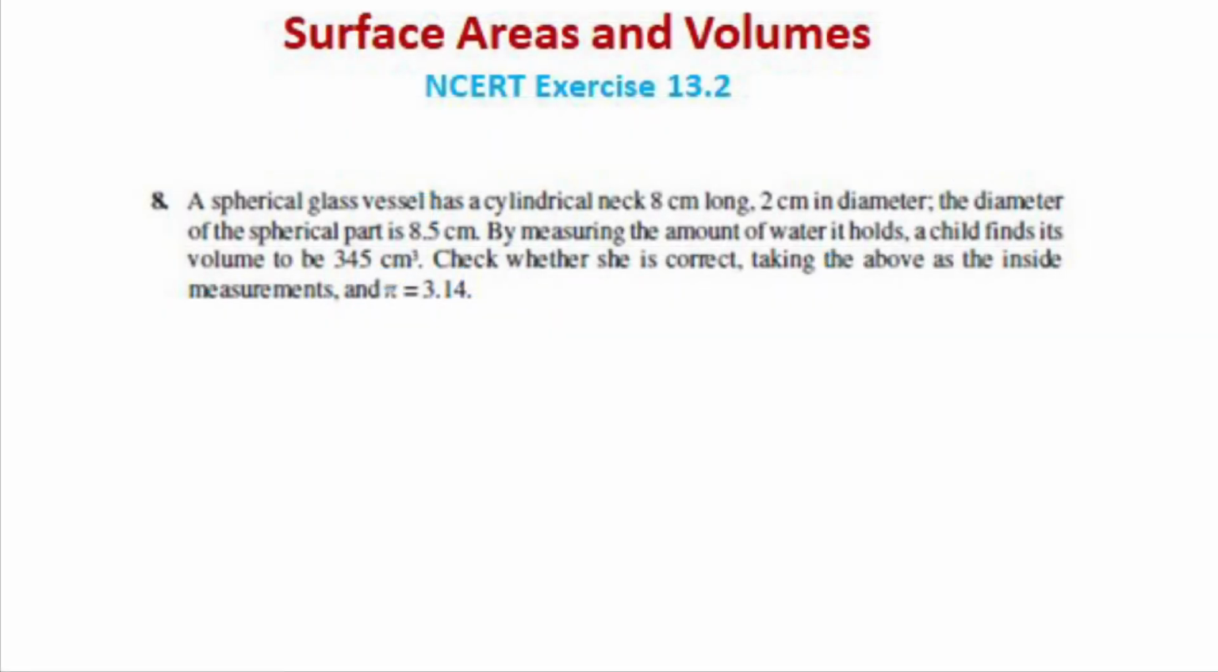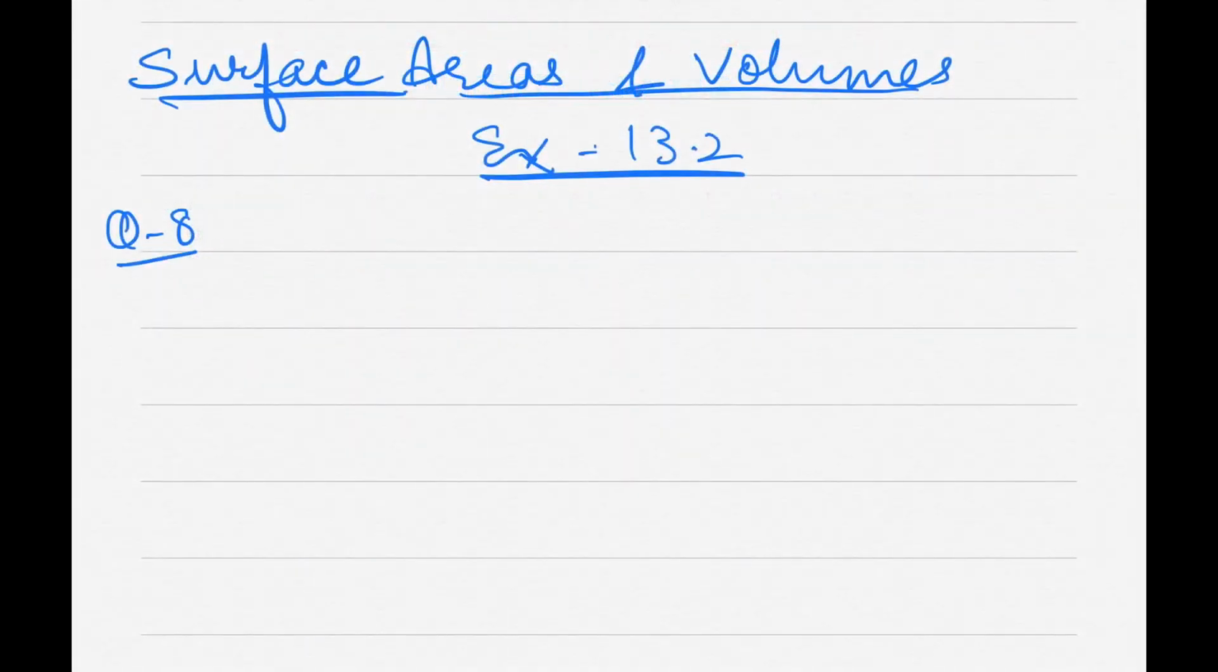So question number 8 says, a spherical glass vessel has a cylindrical neck, 8 centimeter long, 2 centimeter in diameter. The diameter of the spherical part is 8.5 centimeter. By measuring the amount of water it holds, a child finds the volume is 345 centimeter cube. Check whether she is correct. Taking the above measurements inside one, and pi is equal to 3.14.